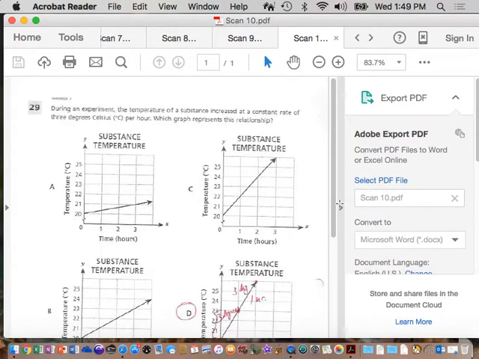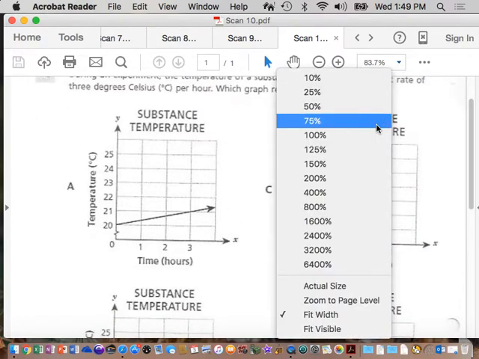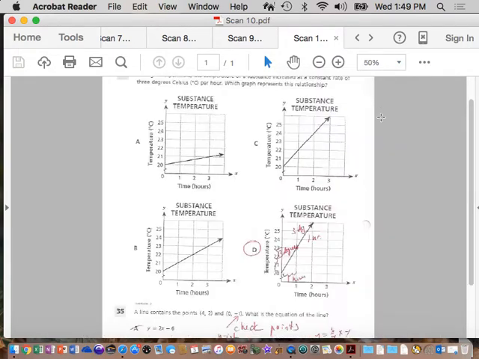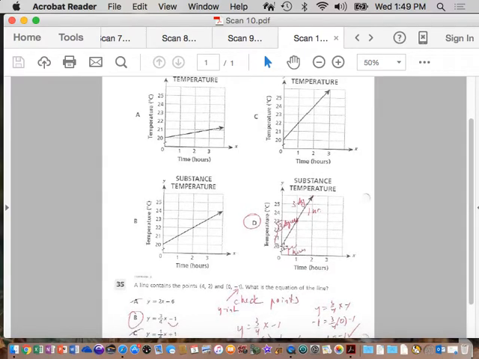Okay, number 10, or sheet 10, I should say. Gonna have to make it smaller yet. Okay, we have choice D, and that's because you're going up 3 over 1, up 3 over 1, which is what you wanted.